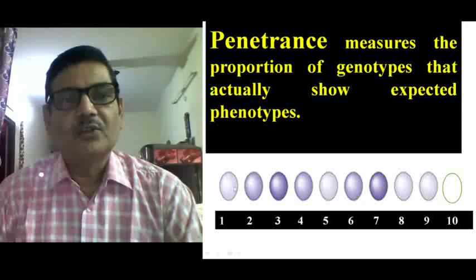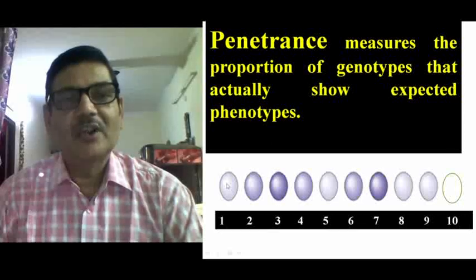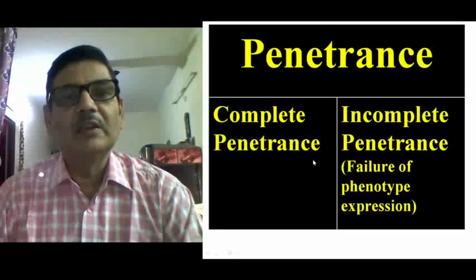Now we find that in these 9 individuals which show the appearance of the trait, the phenotype or trait is not being expressed in the same manner, to the same extent. Some of the individuals show maximum appearance of the trait, others show lesser appearance of the trait. So there is variation in the expression of the trait. That aspect we deal with in expressivity.